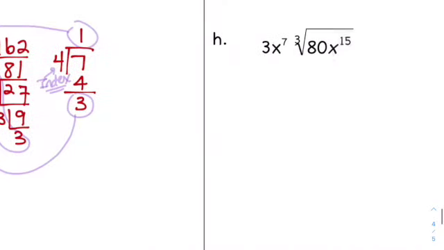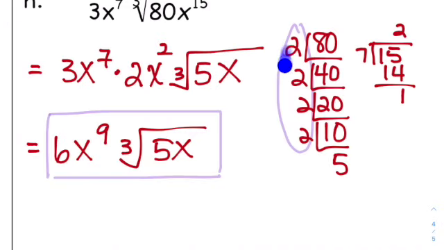Please try H. For letter H, I broke down the 80, took the 2 out right here, and then I have the exponents: 2 boxes outside, 1 box in, 1 left over inside, and therefore a combined 2 times 3 is going to be 6, x to the 7th power, x to the 2nd power, x to the 9th power. Cube root 5x. That is your answer for letter H.